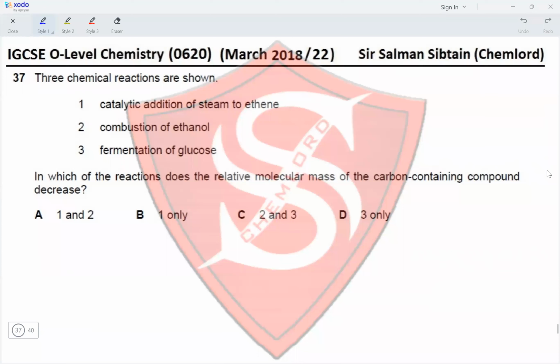Question 37. Three chemical reactions are shown. Catalytic addition of steam to ethene, combustion of ethanol, and fermentation of glucose. In which of these reactions does the relative molecular mass of the carbon containing compound decrease? So catalytic addition of steam to ethene would add steam. So MR would increase.